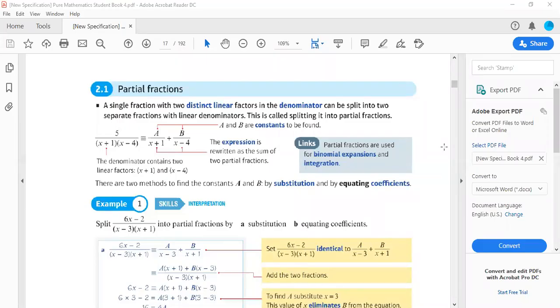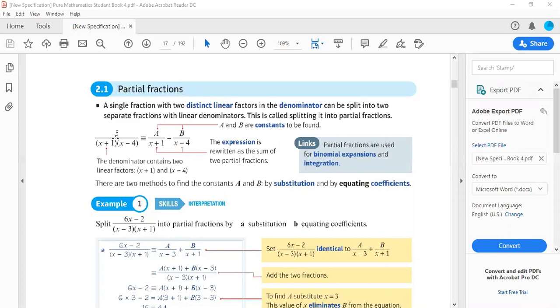Today we learn partial fractions. A single fraction with two distinct linear factors in the denominator can be split into two separate fractions with linear denominators. This is called splitting it into partial fractions.